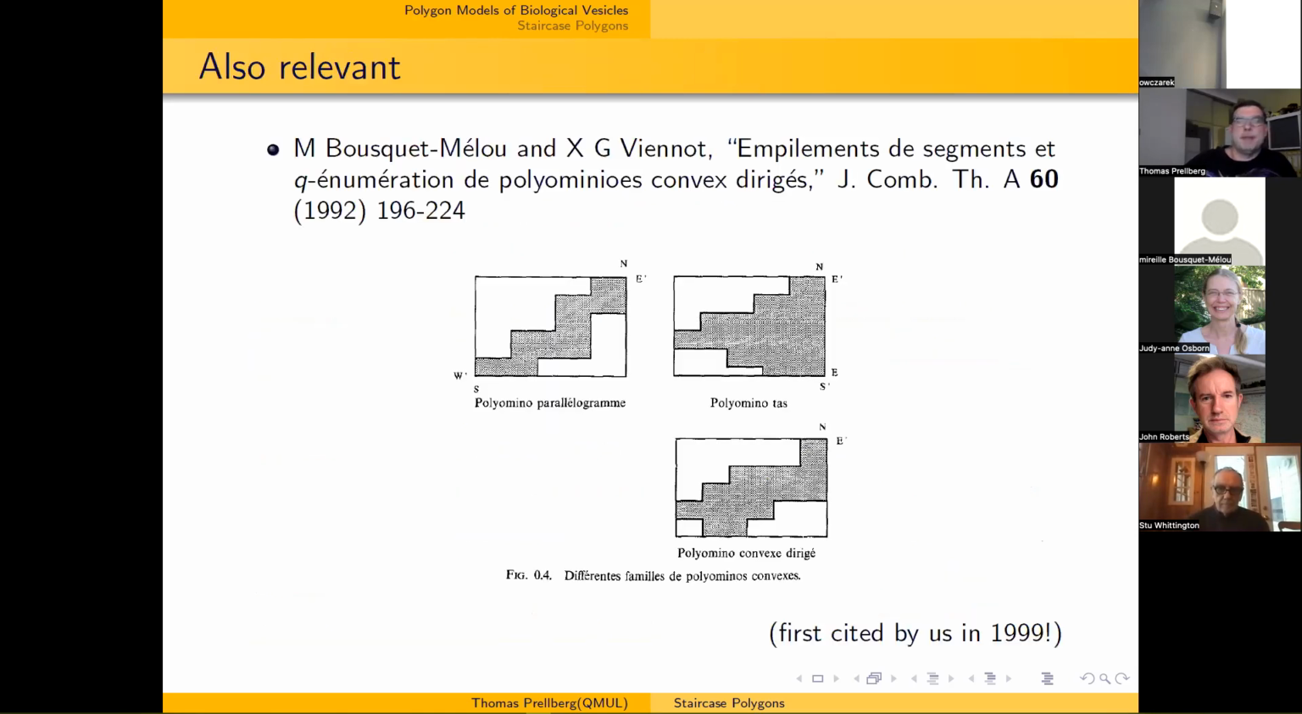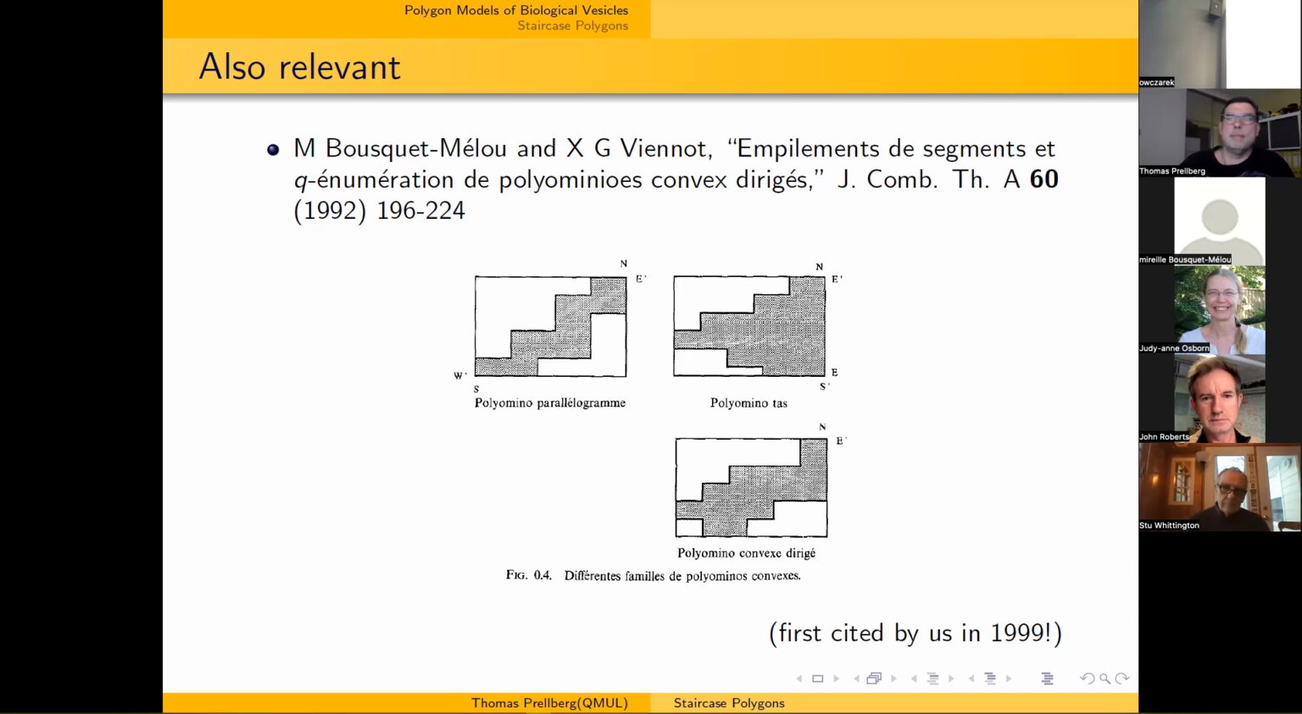Having said this, there is a different strand of work done in the French school. And there it turns out that similar problems have been studied around the same time. One could say a tiny bit earlier. And there's a paper by Mireille and Xavier Viennot from 92 that actually very much covers very similar ground.